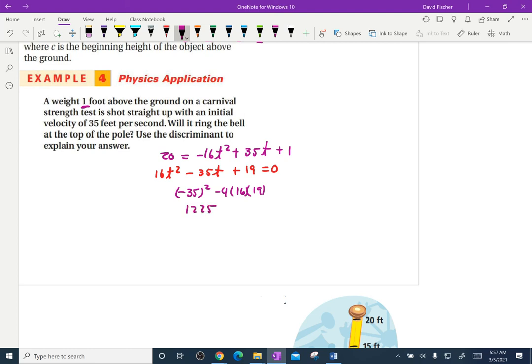And now 4 times 16 times 19, that's 1216. And it's going to be a negative 1216. That's going to be a 9. It's a positive, so that means I have 2. So yes, it will hit the bell. There are 2 solutions.